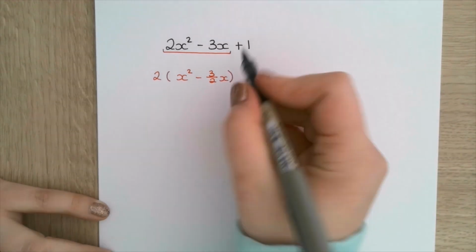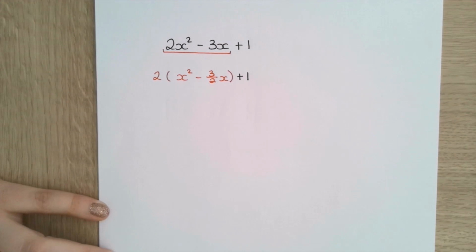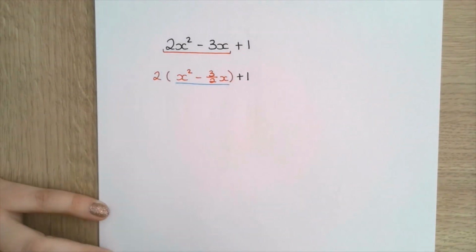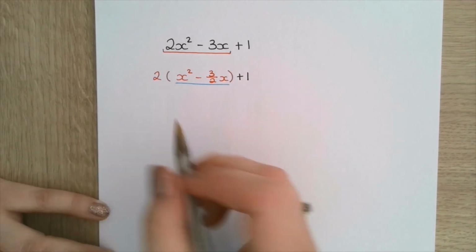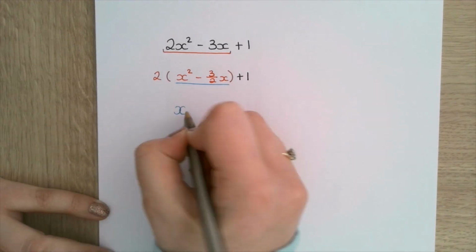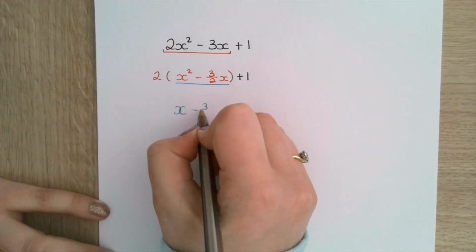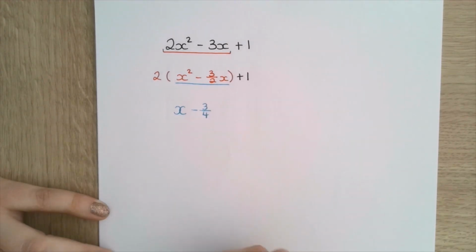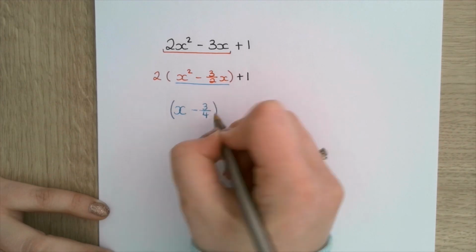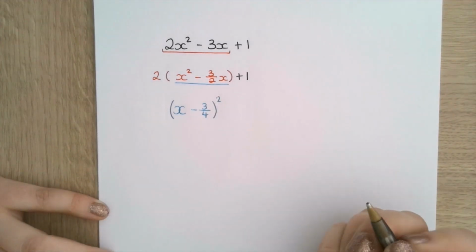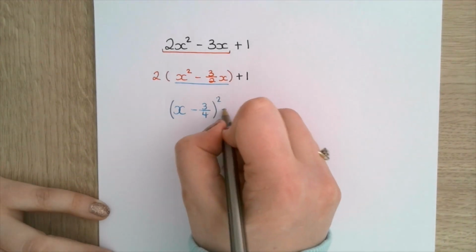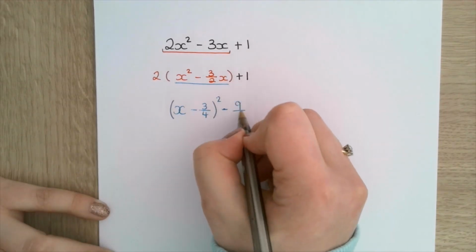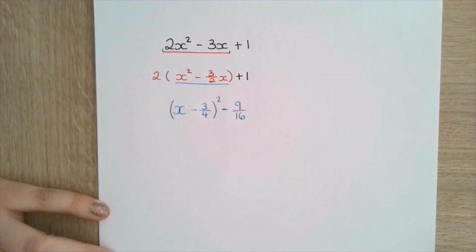Not forgetting the plus 1 at the end. I'm now going to complete the square on the terms inside my red brackets. So I'm going to end up with x minus 3/4, because 3 over 2 divided by 2 leaves me with 3/4. Put that in brackets and squared, and then I need to subtract this number squared, which is 9 over 16.